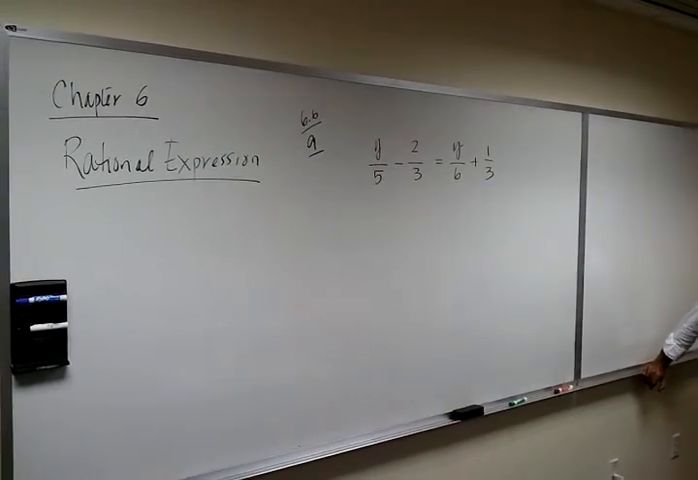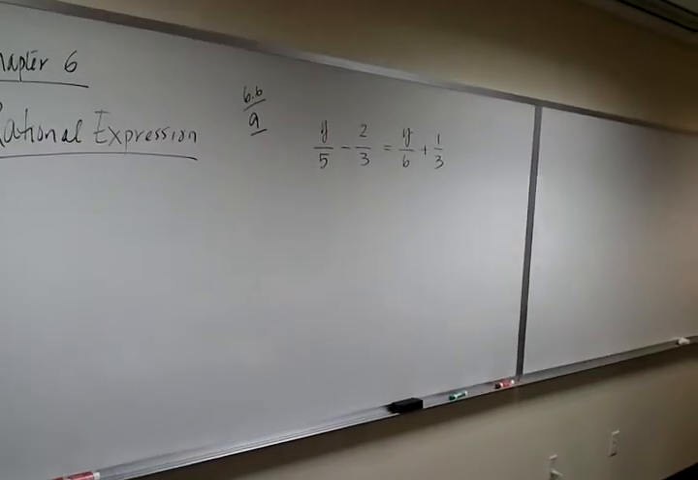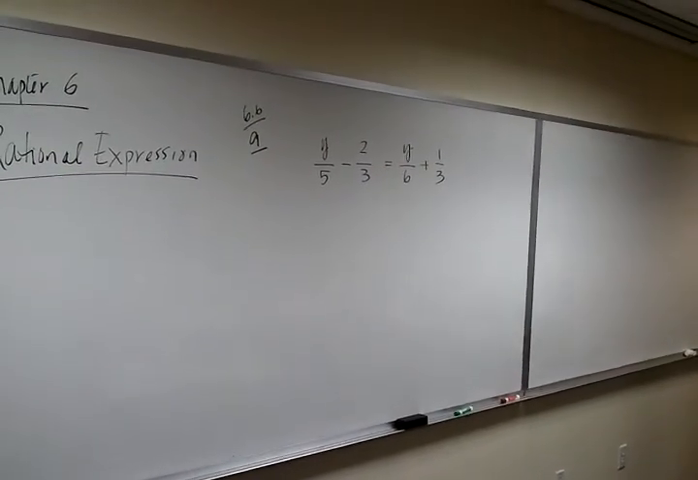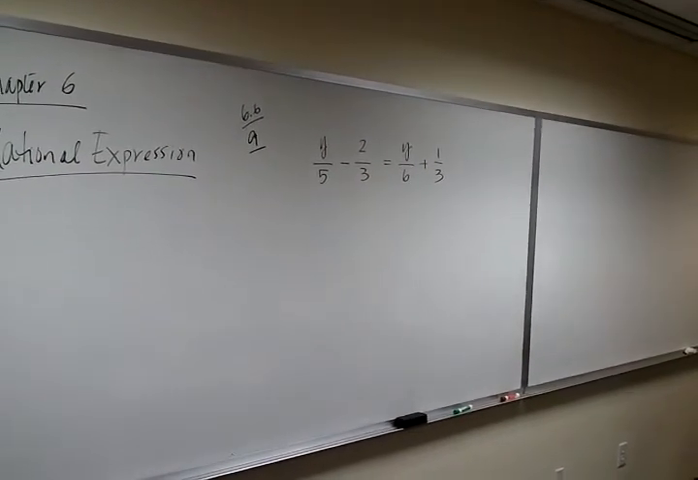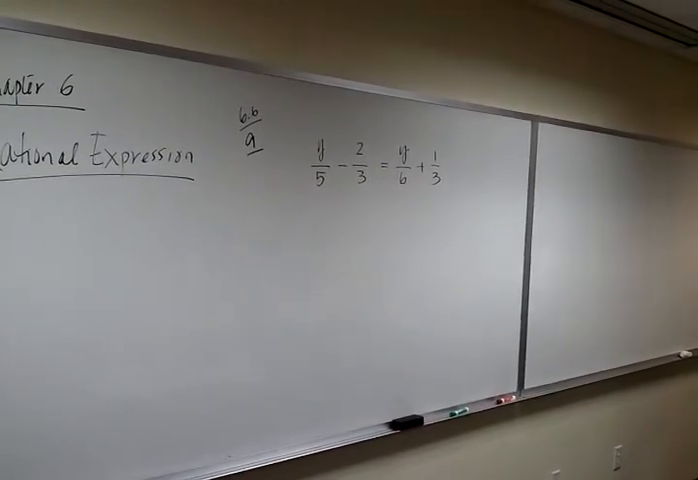So, what do you think? How do we tackle this problem? We do lowest common denominator, very good. What would that be? 5, 3, 6, and 3. What would be the lowest common denominator? 30. Very good.